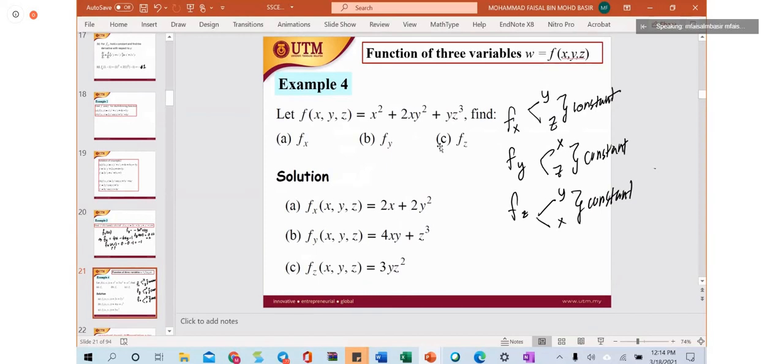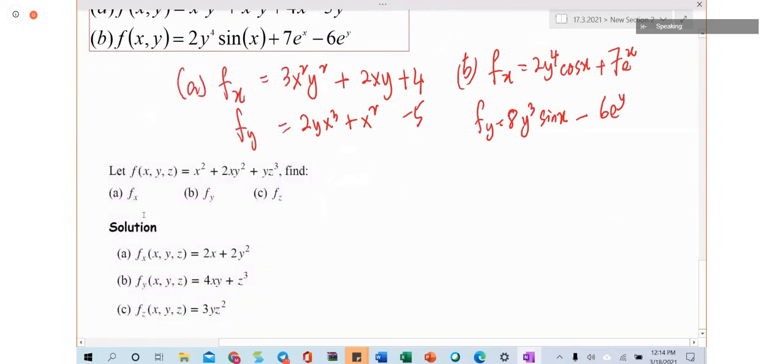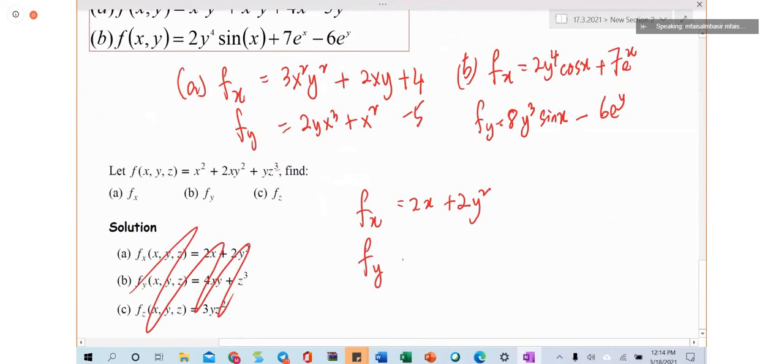So, say that I copy this. So we don't need to see the solution yet. So fx will be 2x plus 2y squared, yz will be 0. With respect to y, x will be 0, will be 4xy plus z cube. Fz will be 0, 0, 3yz.